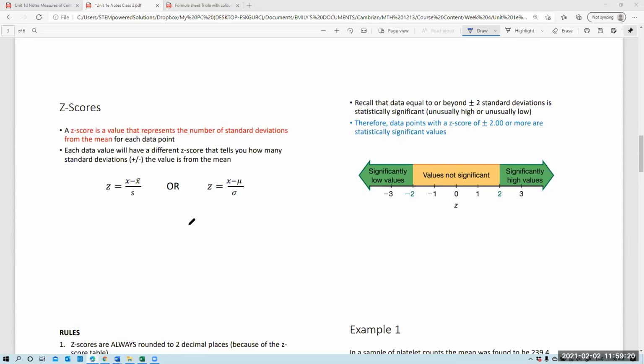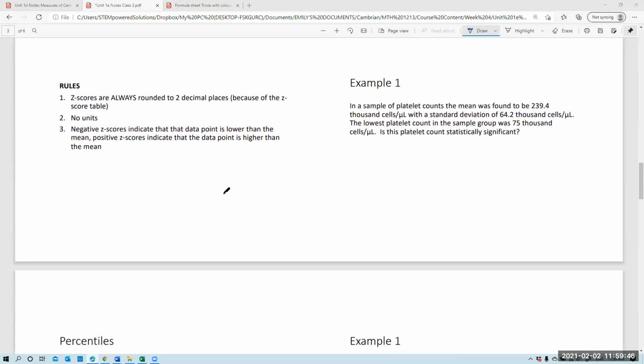So we have values on the lower end that are considered unusually low, values that are considered unusually high, and then values right smack dab in the middle that are considered not significant. The rules: z-scores are always rounded to 2 decimal places because of the z-score table. There are no units in the z-score, and negative z-scores indicate that the data is lower than the mean. Positive z-scores indicate that the data is higher than the mean.